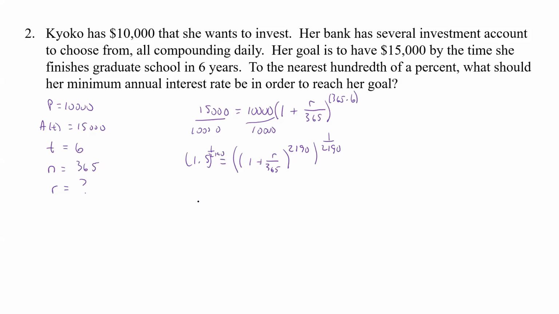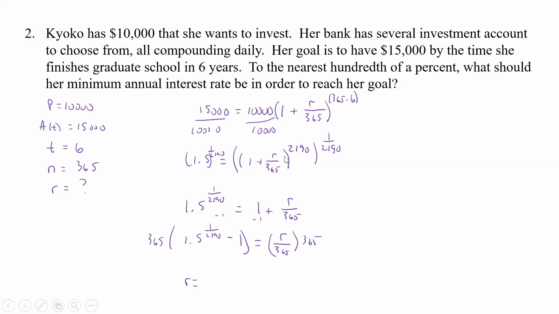Okay. So when we do that, we have 1.5 to the 1 over 2190 is equal to 1 plus R over 365. Well, now we can keep going on that. So we'll have 1.5 to the 1 over 2190 minus 1, because we're going to subtract 1 from both sides, and that's equal to R over 365. Now to get rid of this, we're going to multiply both sides by 365. And so then R is just going to be what that is there. And so now what we have to do is plug all that into our calculator.